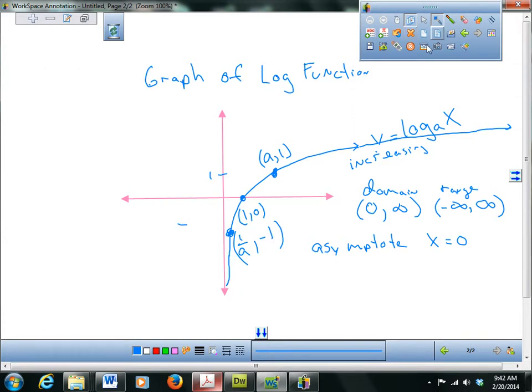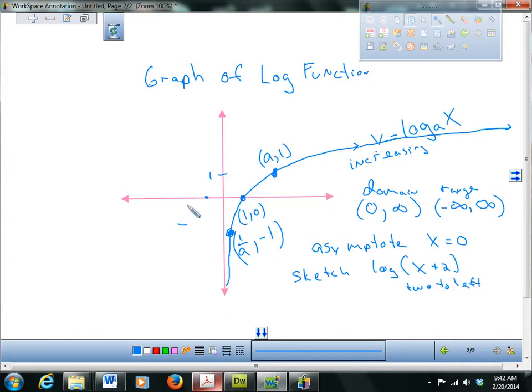So they might ask you to sketch y equals log of x plus 2. And what's that going to do to your graph? Just like it does to a parabola and stuff like that. Shift it 2 to the left, okay? So instead of this being 1, 0, it would be over here at negative 1, 0.